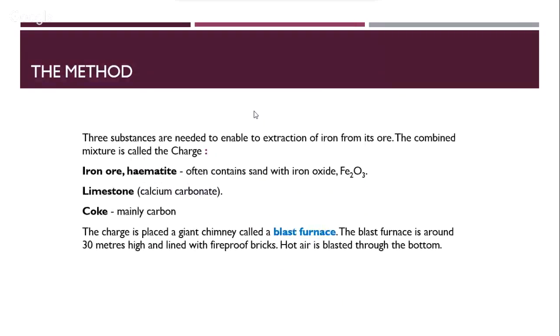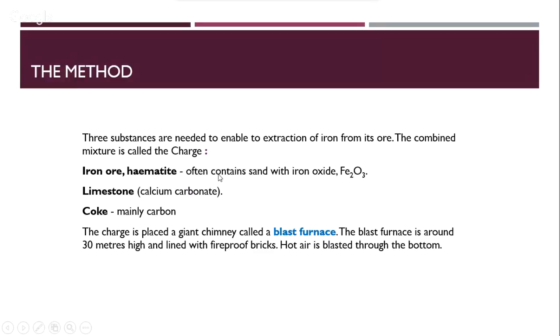Essentially, what we do is we enable this extraction of iron from its ore through a mixture. This mixture is called charge. Whenever an iron ore like hematite is used, it often contains sand and iron oxides. Okay, so hematite is nothing but again an oxide ore of iron.